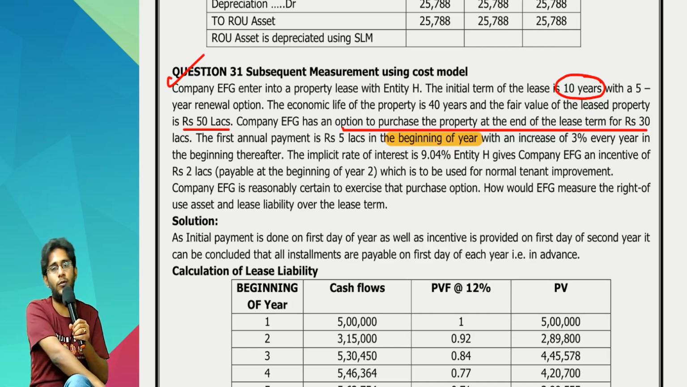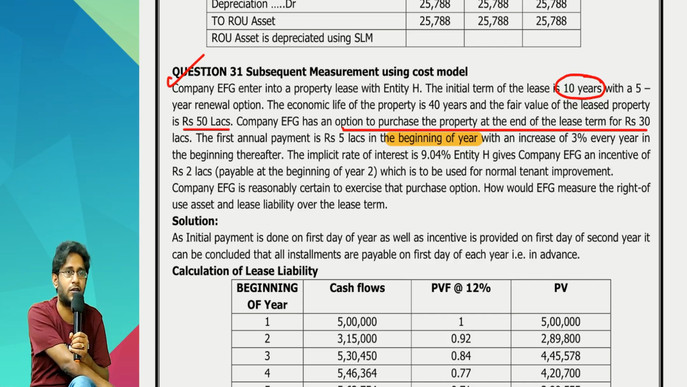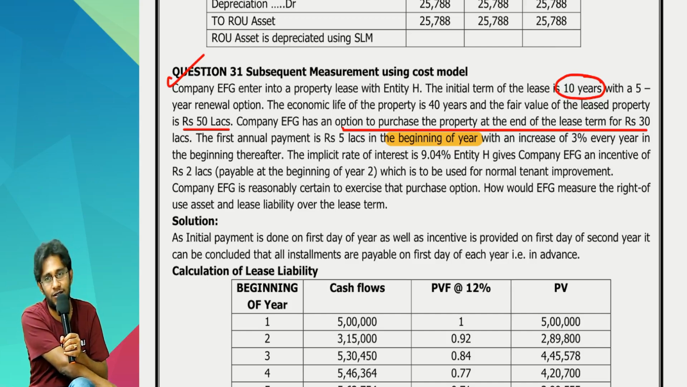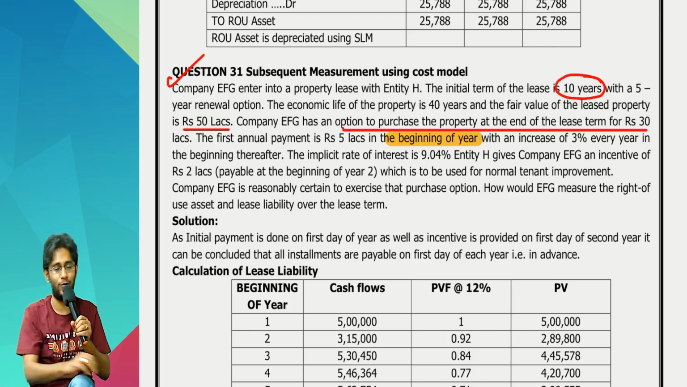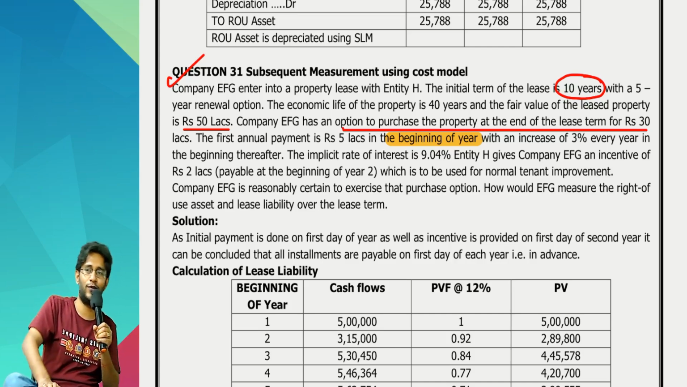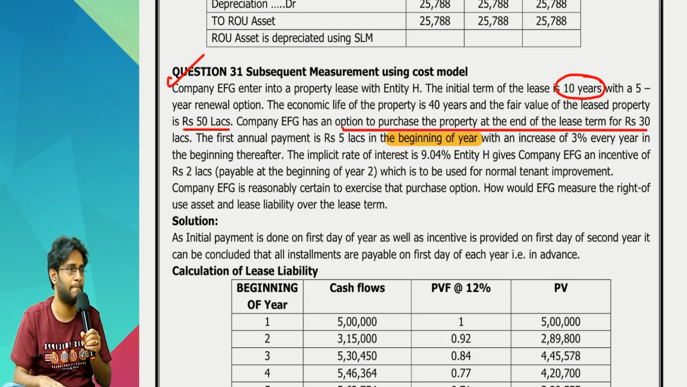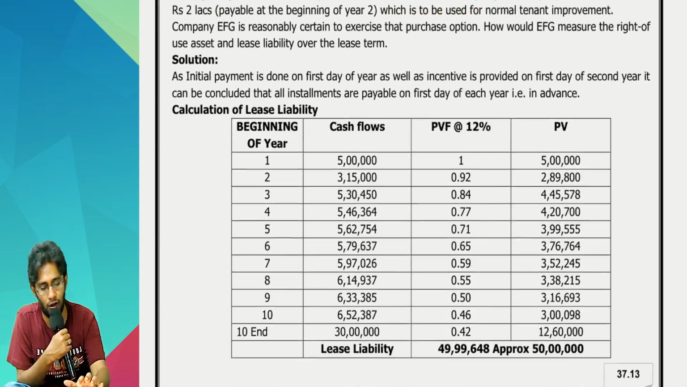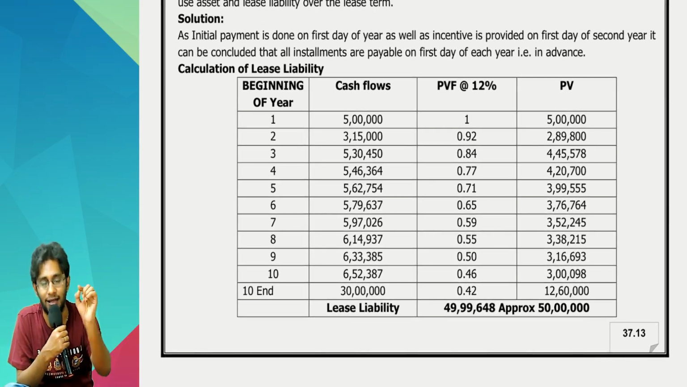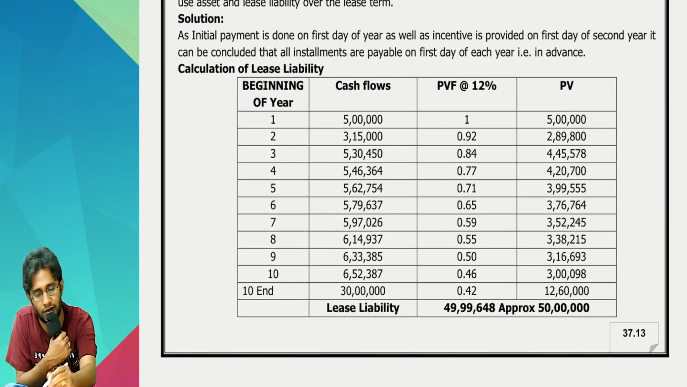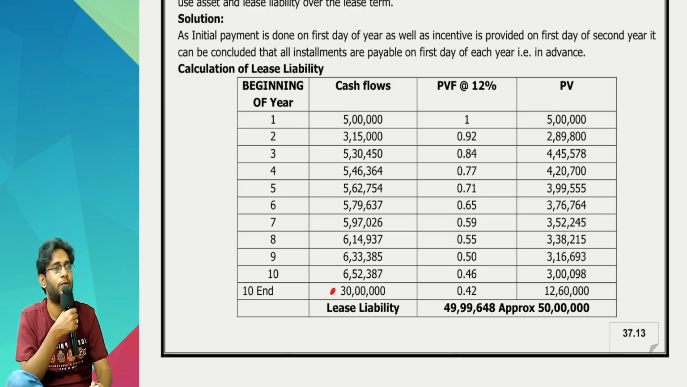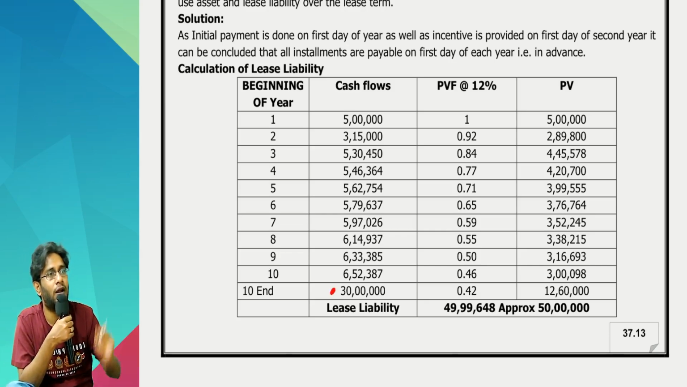Third year beginning, how much will you pay? 315 plus 3%, no, sir. Every time he gives the lease incentive only once. 5 lakh 15,000 plus 3% you have to do. How much is that? 5 lakh 30,450. I hope you understood. Like that you have to predict for all the 10 years. At the 10th year ending, you should not forget to include the option purchase price and discount everything.